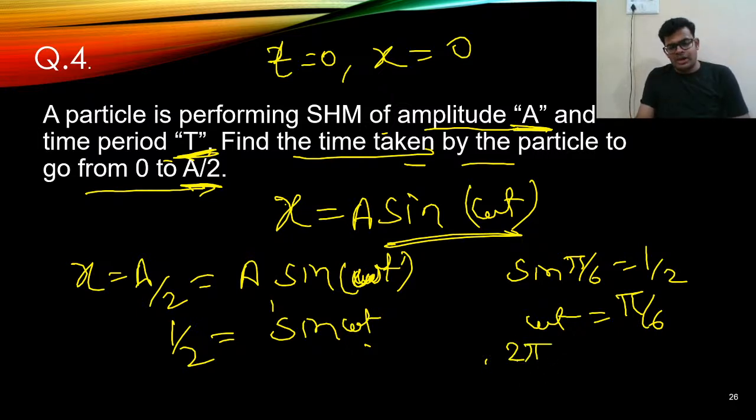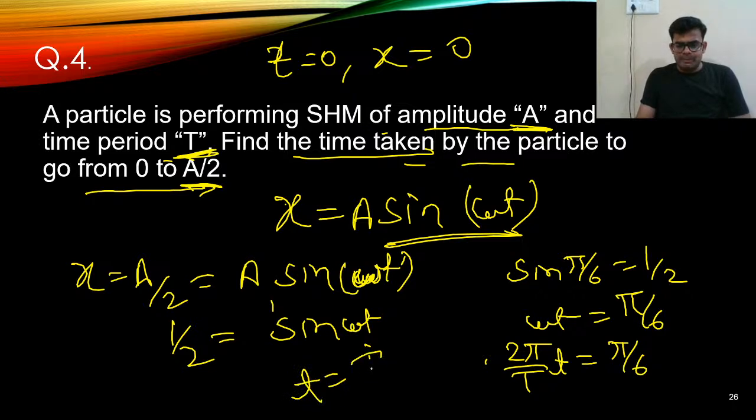I will write the value of omega first. 2 pi upon capital T into t equals pi by 6. Pi will cancel. Directly we will get the answer: t equals capital T by 12. Capital T by 12.